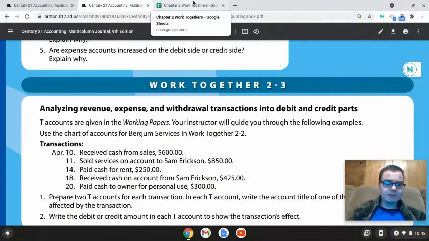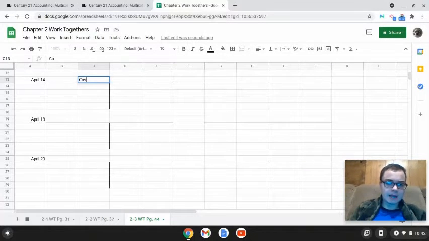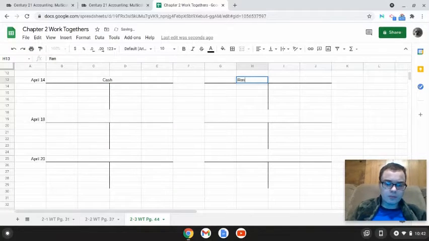This next transaction reads, on April 14th, paid cash for rent $250. All right, so again, the first thing that we have to do is figure out what accounts are being affected here. So when we pay cash for rent, the two accounts that are being affected here are cash and also rent expense.